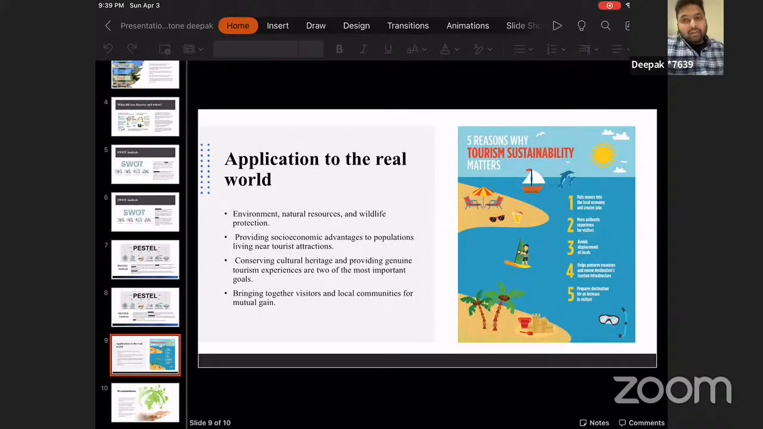Application to the real world. Environmental, natural resources, and wildlife protection, providing socio-economic advantages to the populations living near the tourist attractions, conserving cultural heritage, and providing genuine tourism experiences are two of the most important goals. Bringing together visitors and the local communities for mutual gain.